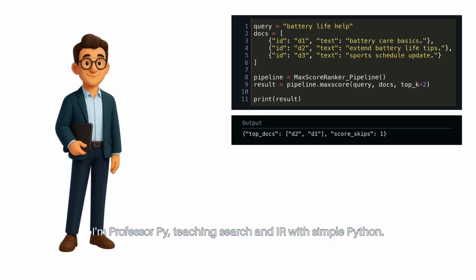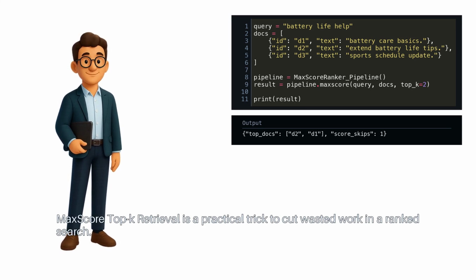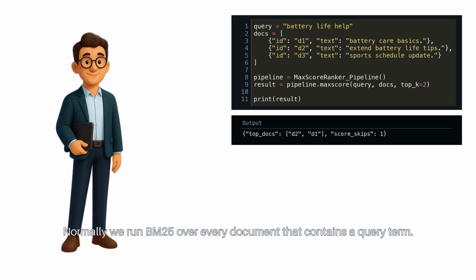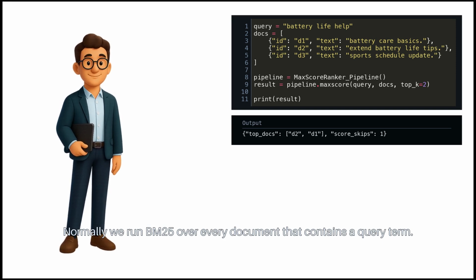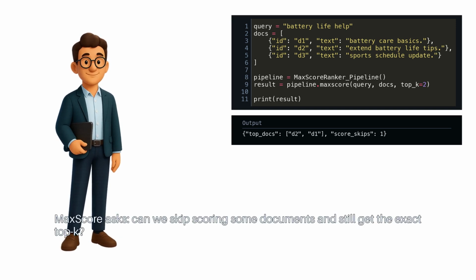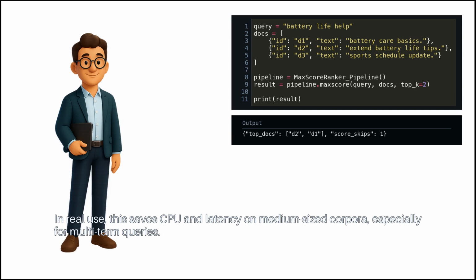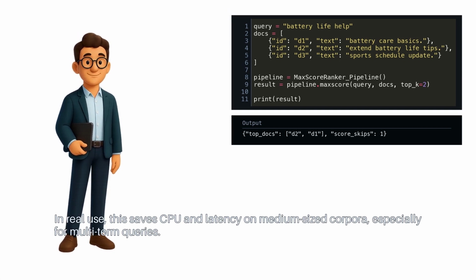I'm Professor Pi, teaching search and IR with simple Python. MaxScore Top-k Retrieval is a practical trick to cut wasted work in a ranked search. Normally, we run BM25 over every document that contains a query term. That's correct, but often unnecessary. Thousands of candidates never make the top. MaxScore asks, can we skip scoring some documents and still get the exact top K? In real use, this saves CPU and latency on medium-sized corpora, especially for multi-term queries.